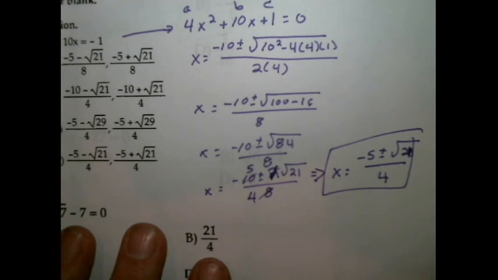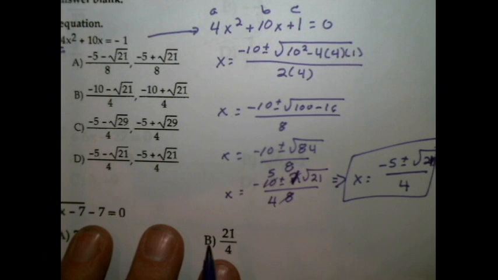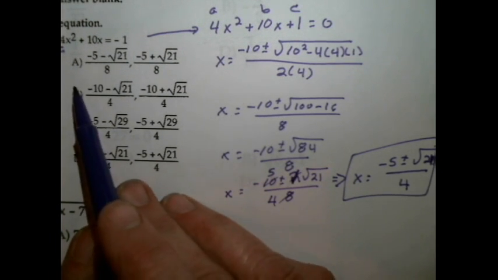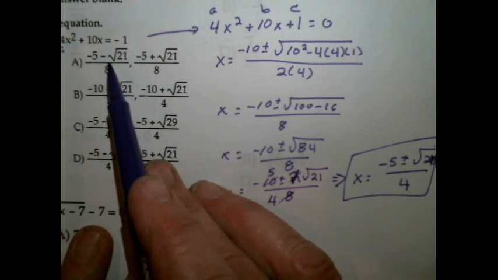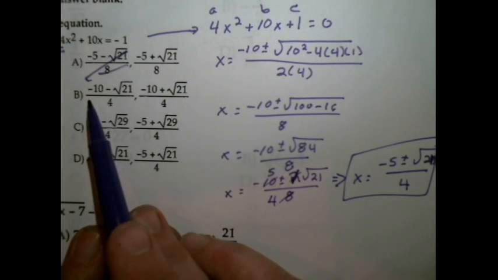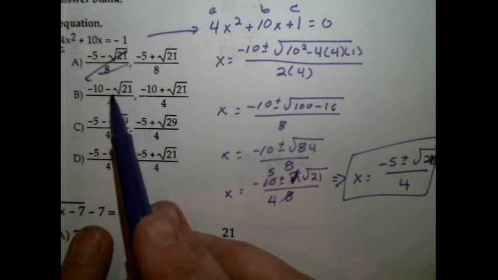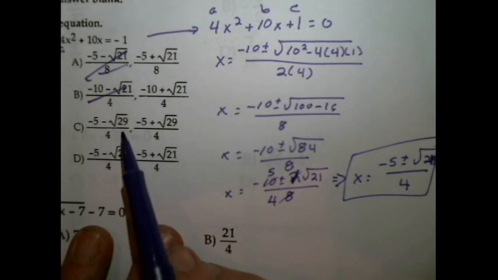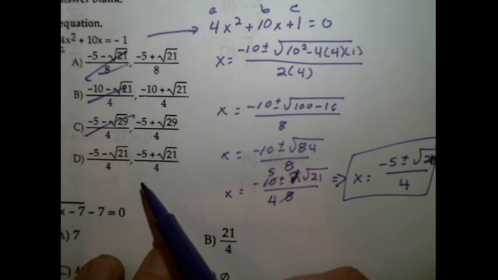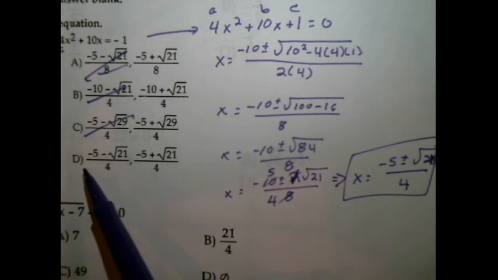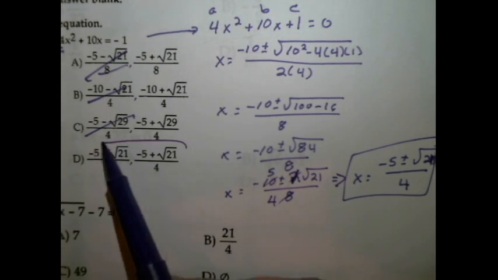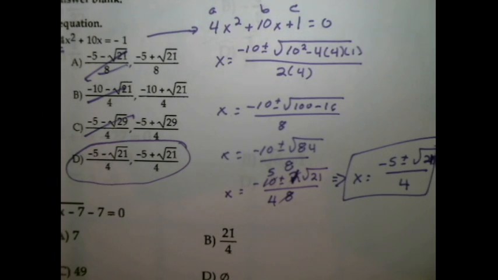Okay. So when you're looking at that, you have to look through the possible solutions to find one that has negative 5 plus or minus the square root of 21 over 4. Okay, so here negative 5 plus or minus the square root of 21 over 8. So that's not it. 8's wrong. Negative 10 minus the square root of 21 over 4. Nope, should be negative 5. Here underneath the radical is 29, so we know that's not a solution. So the last one here, negative 5 minus the square root of 21 over 4, and negative 5 plus the square root of 21 over 4. So that would be the correct solution.